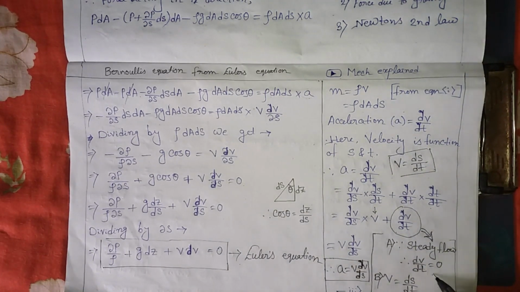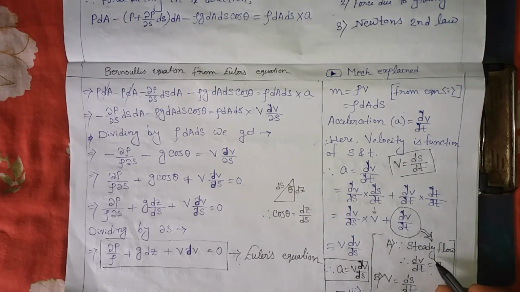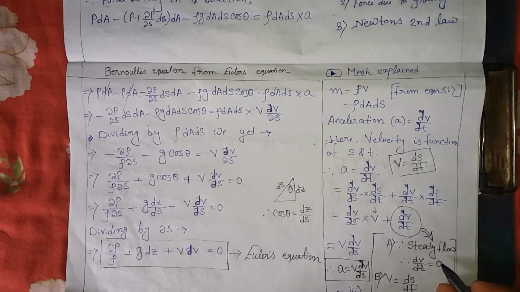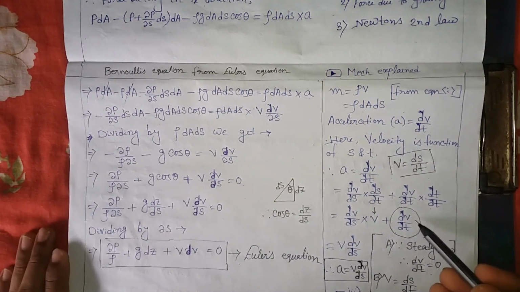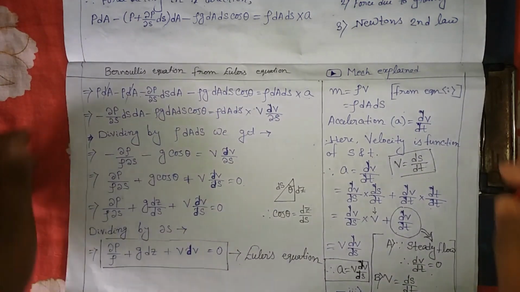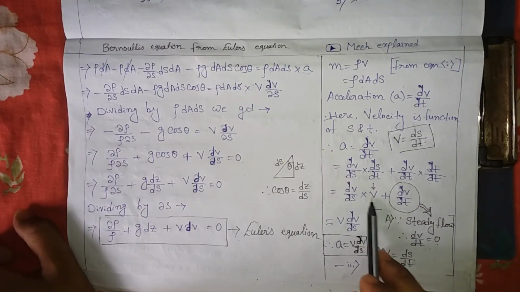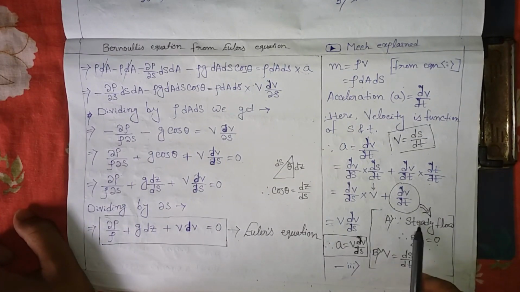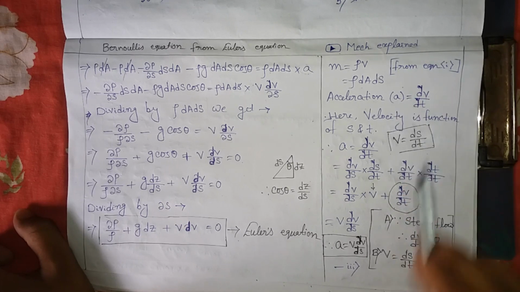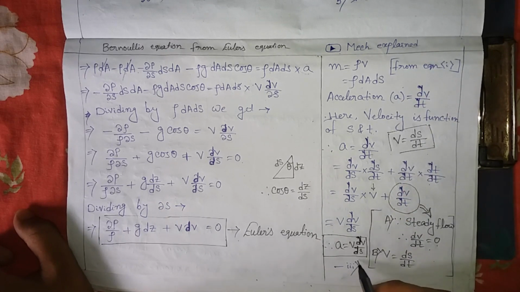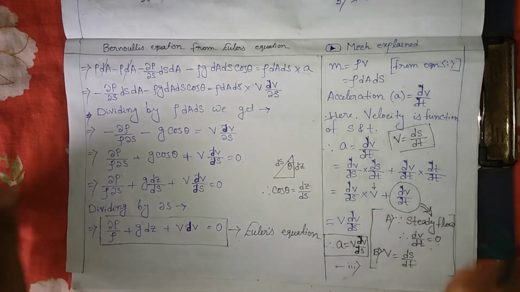Because this is steady flow, the Bernoulli's equation assumptions, which I told you in the previous lecture, are: non-viscous or inviscid flow, steady flow, incompressible flow, irrotational flow. So this is steady flow. That means change of velocity with respect to time is 0. So dv by ds into v, and dv by dt equals 0. That means acceleration comes down to v into dv by ds. This is our third equation.